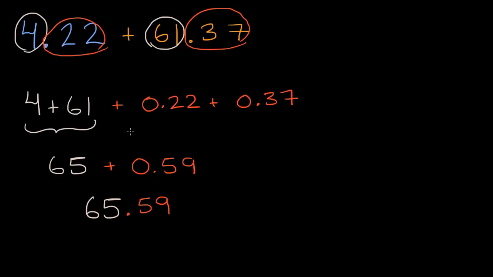If someone said, hey, something costs $61.37 and then you had to pay $4.22 in tax, how much did you have to pay in total? This is how I would actually do it in my head. I would get $65.59.